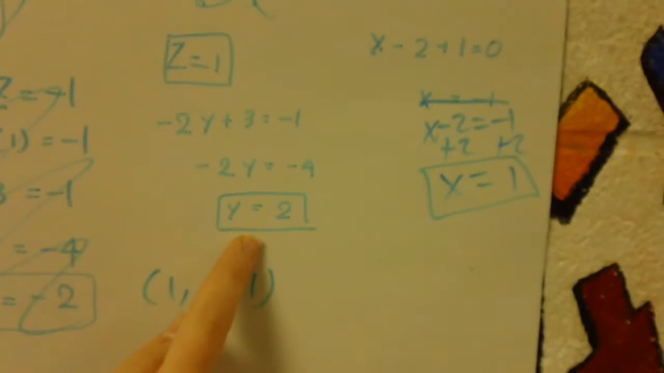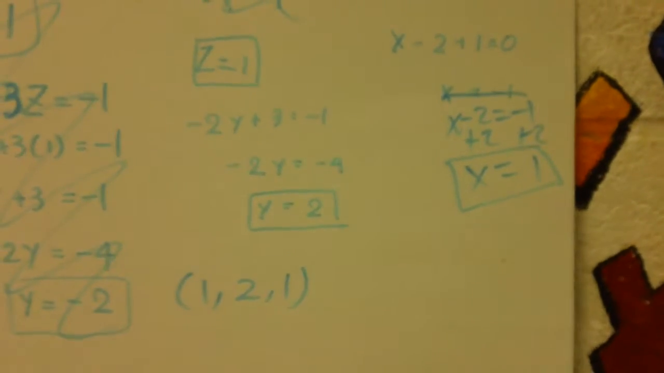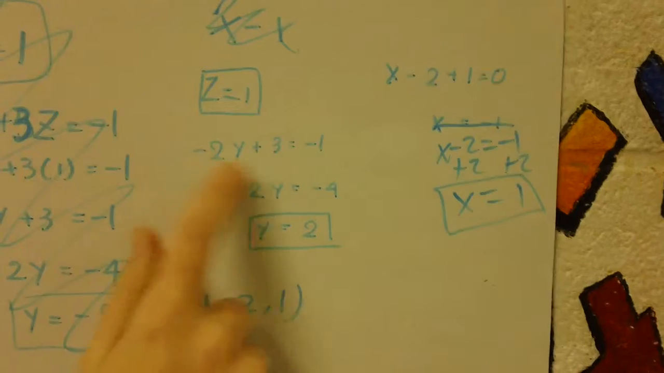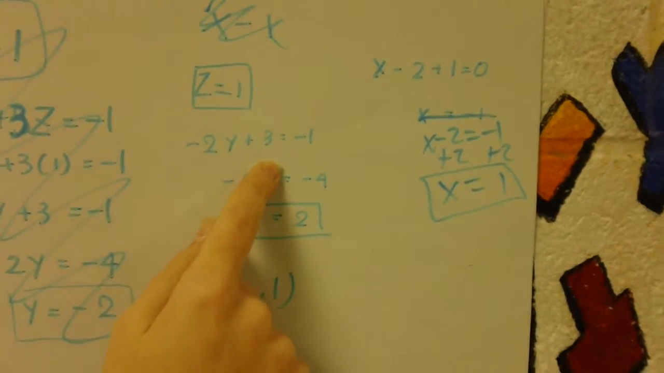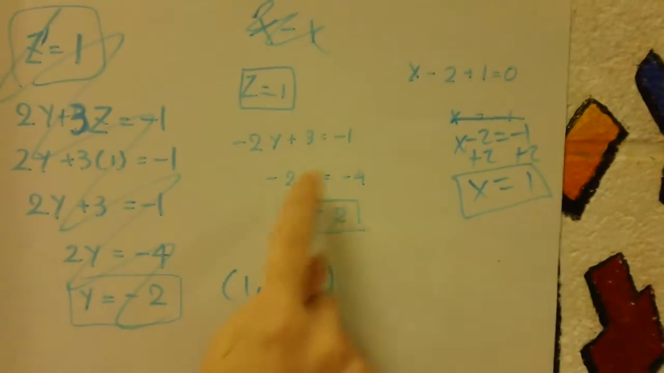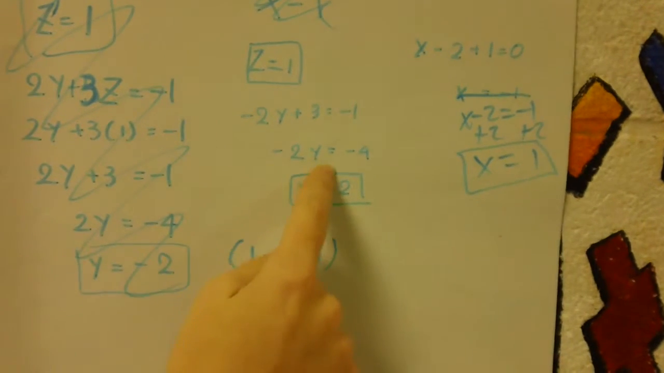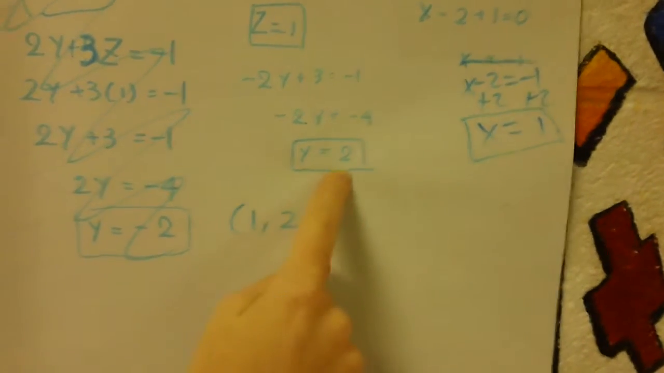So you did that's the negative 2y plus 3z one. So you would plug it in and you get negative 2y plus 3 equals negative 1. Then you subtract the 3 on this side, get negative 4. Negative 2y equals negative 4, and y equals 2.